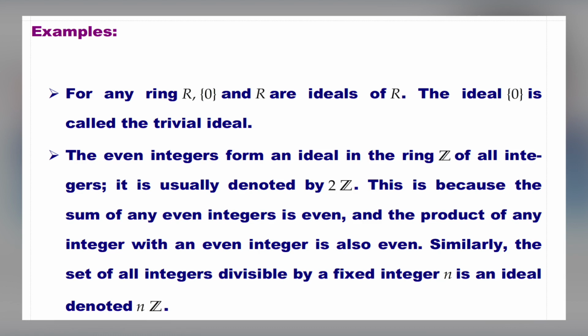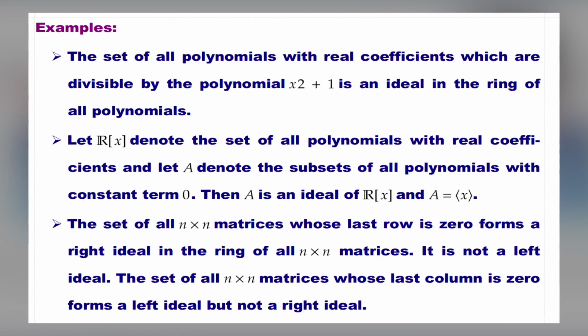The even integers form an ideal in the ring Z of all integers. It is usually denoted by 2Z. This is because the sum of any even integers is even and the product of any integer with an even integer is also even. Similarly, the set of all integers divisible by a fixed integer n is an ideal denoted by nZ. The set of all polynomials with real coefficients which are divisible by the polynomial x² + 1 is an ideal in the ring of all polynomials.